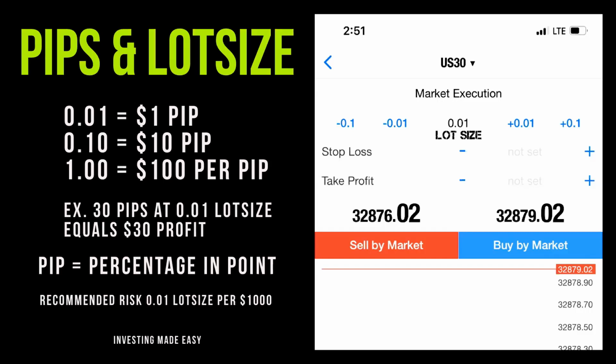When I say this at the bottom here, it says recommended risk, 0.01 lot size per 1,000. What that means is if you have $1,000 in your account or less, you should have a 0.01 lot size. When I say per 1,000, that means every $1,000 is when you move up your lot. Let me explain. If you have $2,000, you have a 0.02 lot size. What is 0.02, ladies and gentlemen? That's $2 per pip. Is this making sense so far, guys?